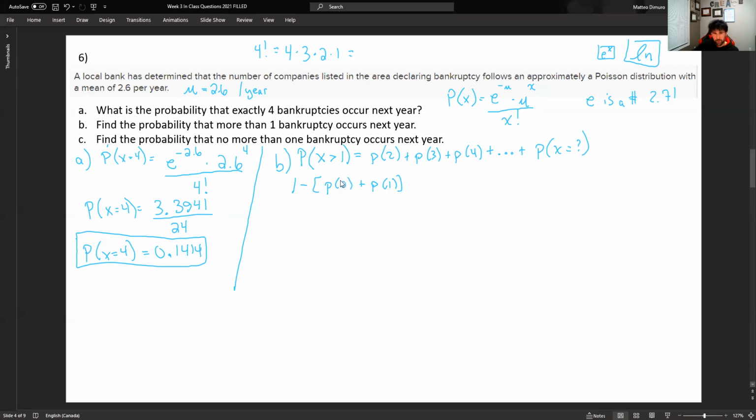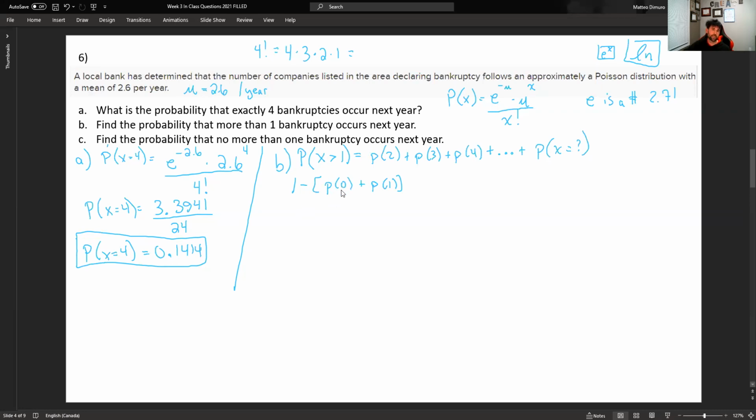So if I can just figure out these two things, and knowing that probabilities have to add up to 1, so if I go 1 subtract everything that's not greater than 1, I'll be left with this. I'll be left with 2 and higher. Okay, so that's the tricky part about this question. I hope I explained that well.